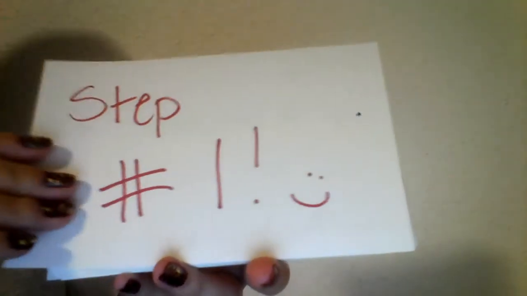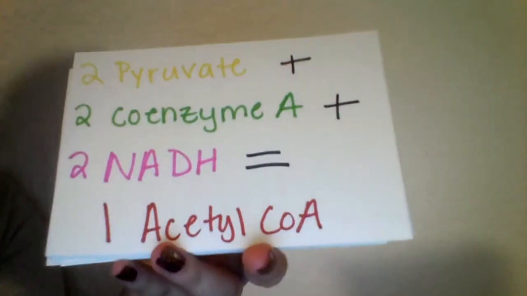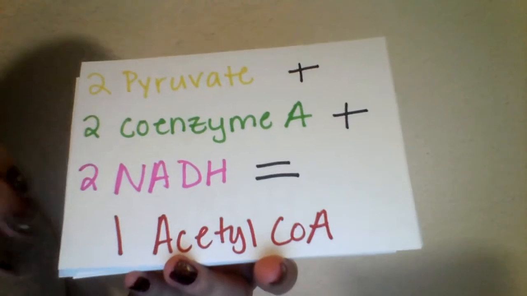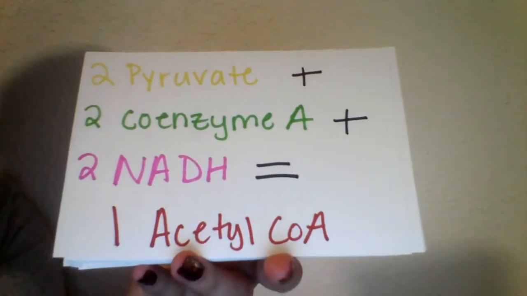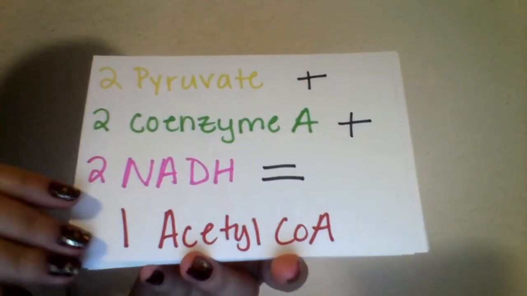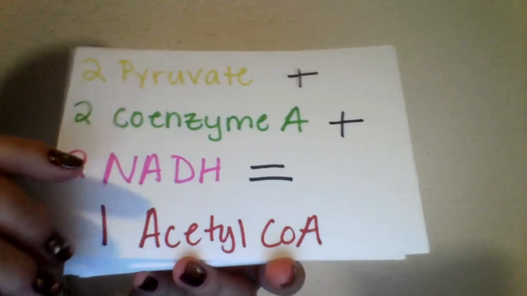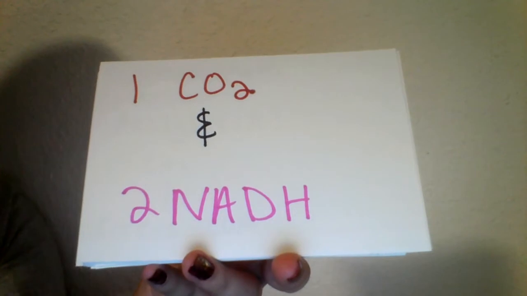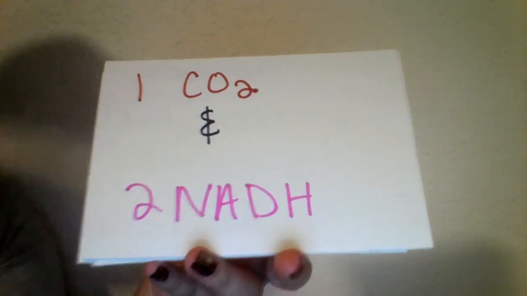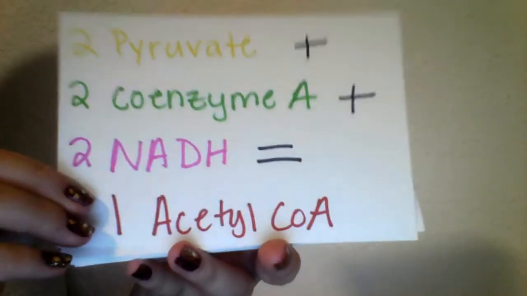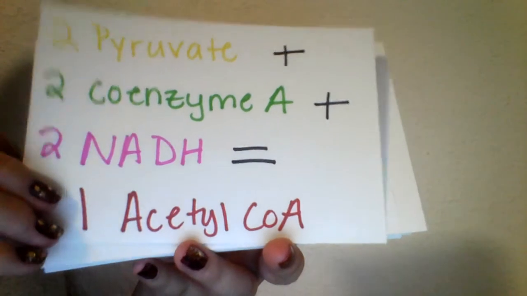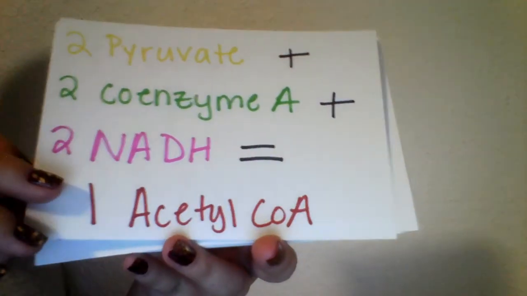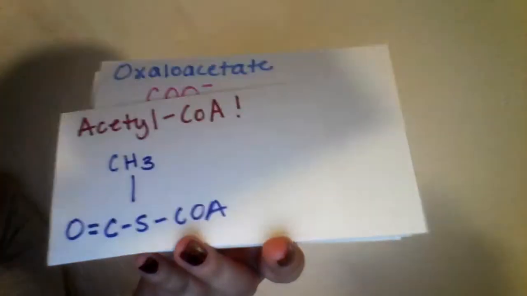Step 1. For step 1, you need 2 pyruvate, 2 coenzyme A, and 2 NAD+ in order to create acetyl-CoA. The acetyl-CoA is also created in addition to 1 carbon dioxide and 2 NADH. The acetyl-CoA, you need 2, so you have to do that process twice.